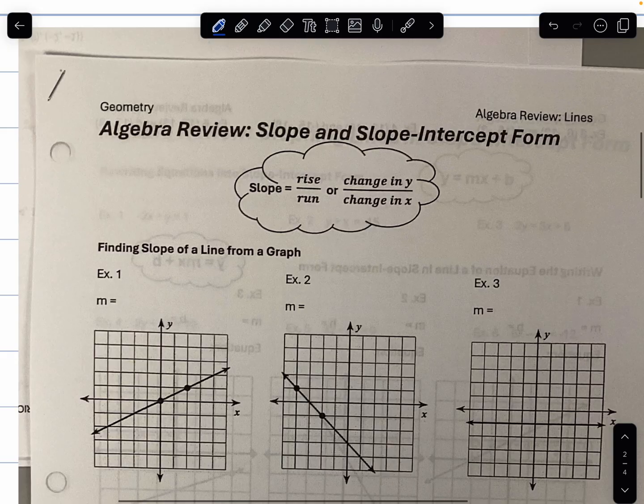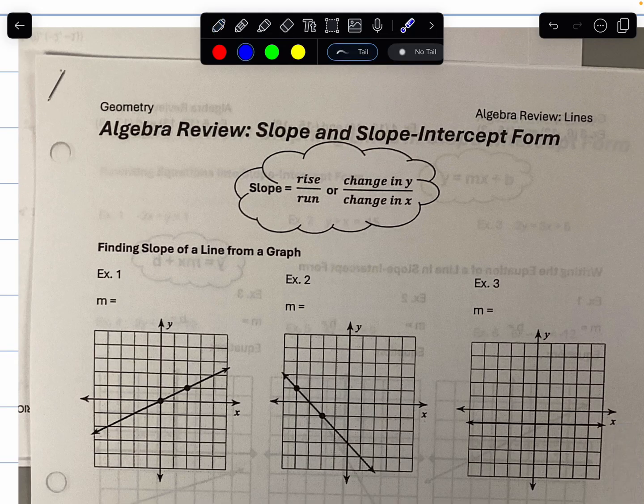When we talk about slope, the easiest way to find slope is using rise over run. Who can tell me what that means? David? Rise over run is how many times you go up on the y-axis. Good. And how many times you go to the left or right on the x-axis. For rise, we move up or down. For run, we move left or right. Agree? Yes, because slope is the change in y, which is up and down, over the change in x, which is left and right.